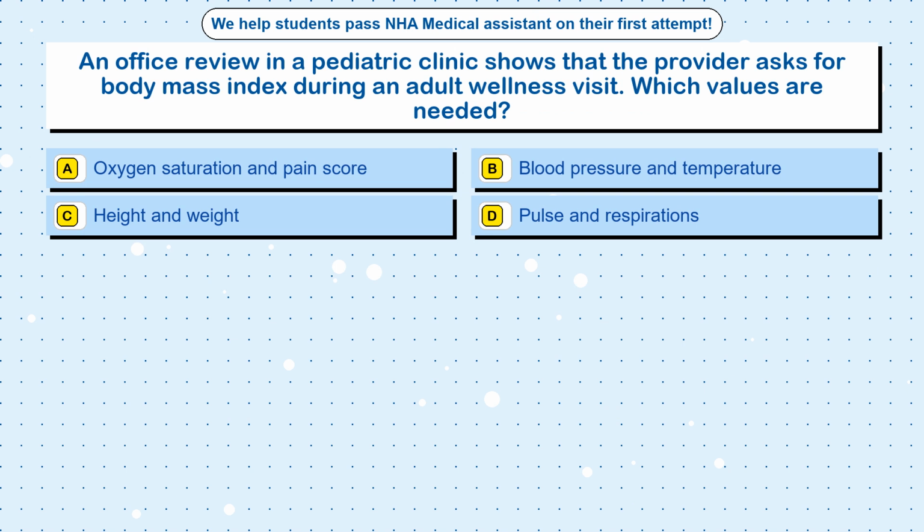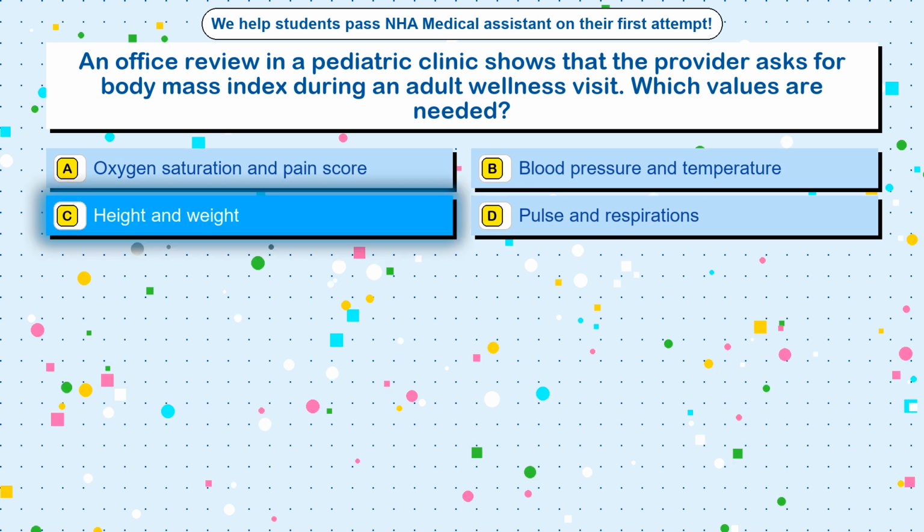Question 54. An office review in a pediatric clinic shows that the provider asks for body mass index during an adult wellness visit. Which values are needed? Option A. Oxygen saturation and pain score. Option B. Blood pressure and temperature. Option C. Height and weight. Option D. Pulse and respirations.